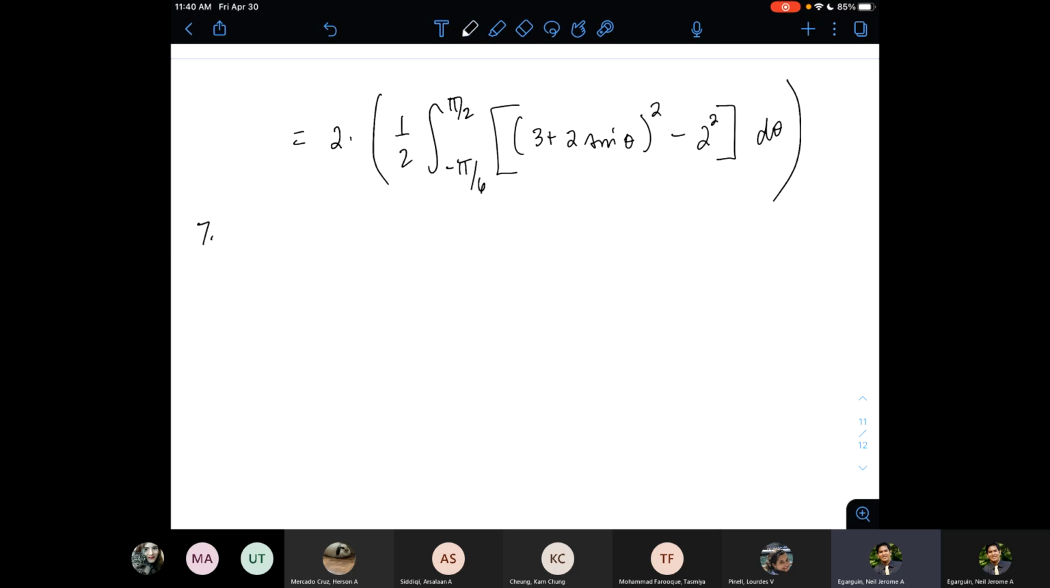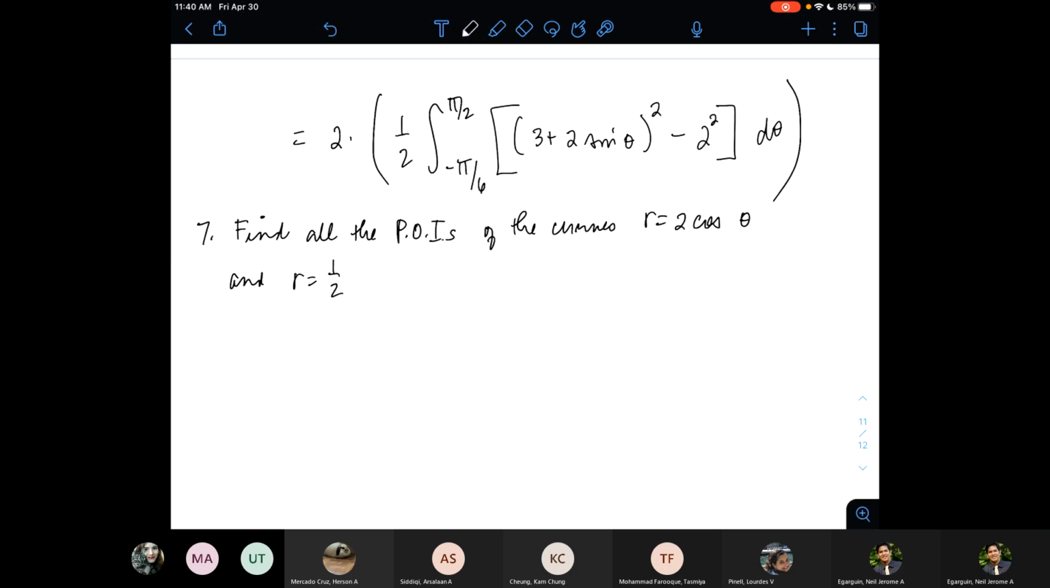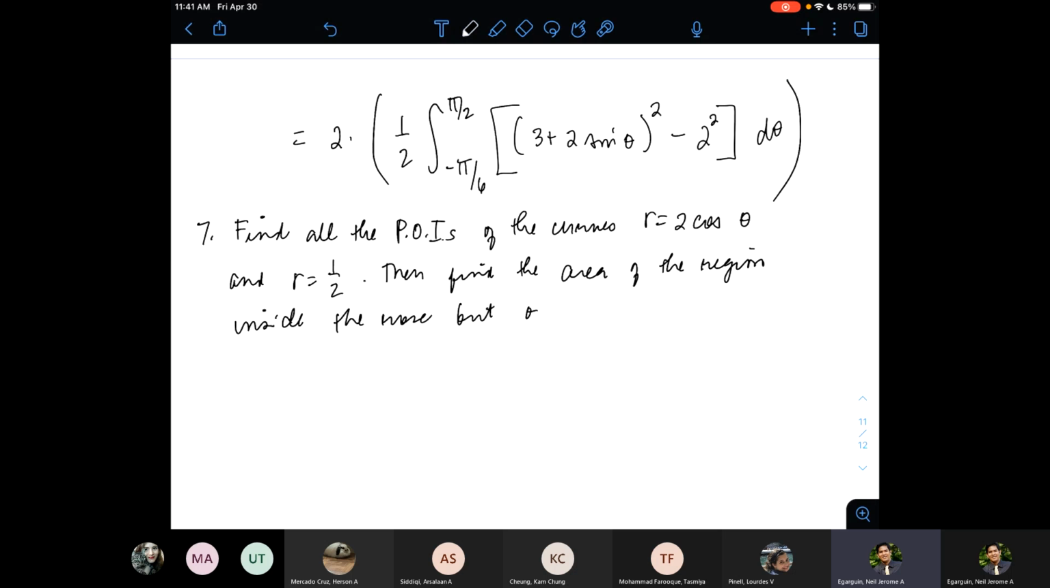Okay, for problem 7, find all the POIs, or the points of intersection, of the curves r equals 2 cosine 2 theta and r equals 1/2. Then find the area of the region inside the rose, but outside the circle.